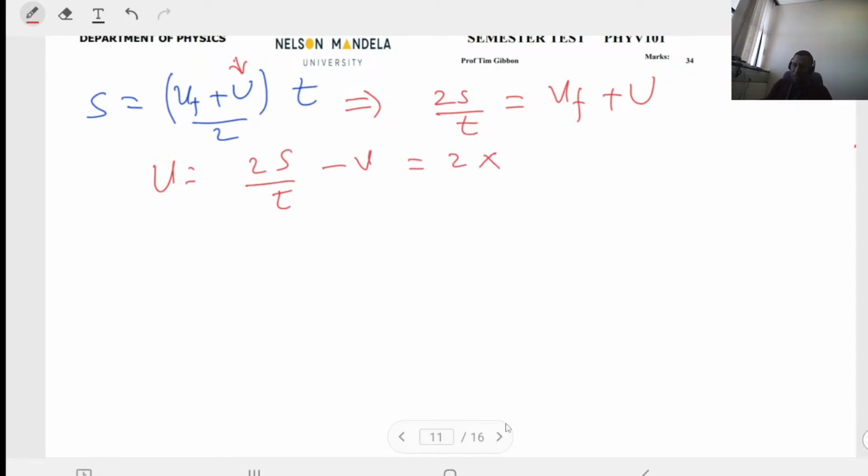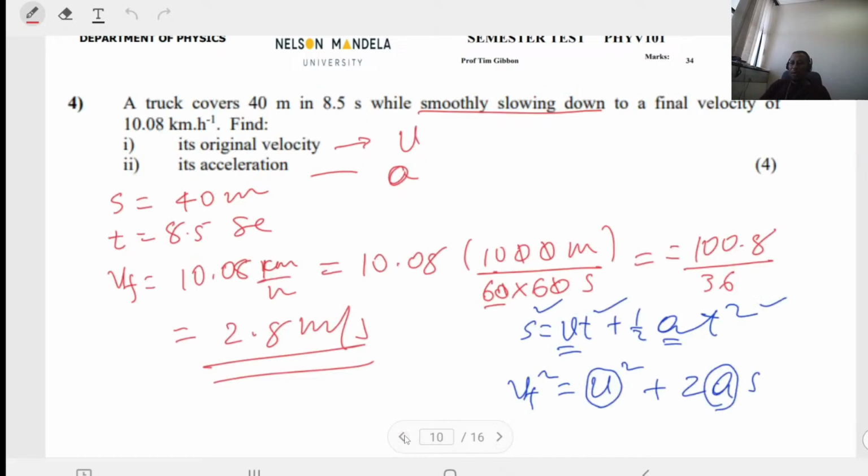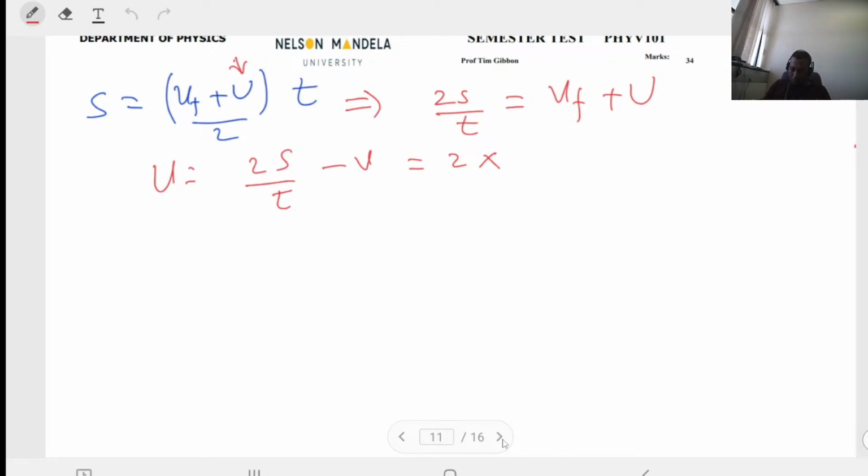What is 2s? 2 times, what are the values? Oh, I don't have them in my head. The values are 840 over 8.5, which is 80 over 8.5. 2 times 40 over 8.5 minus 2.8. I remember that everything must be in meters per second.